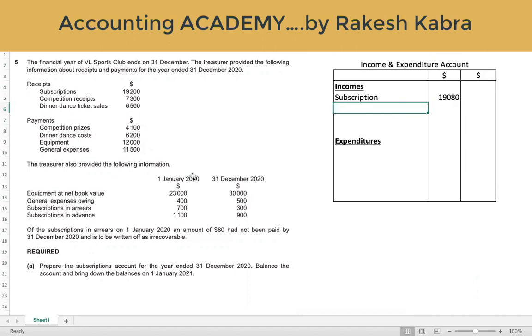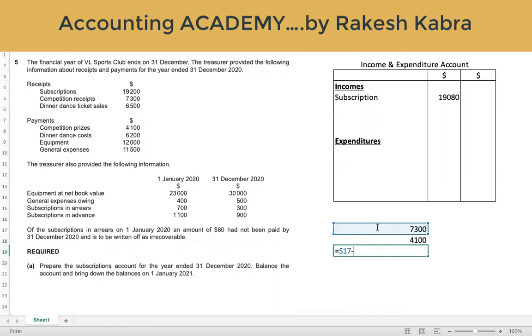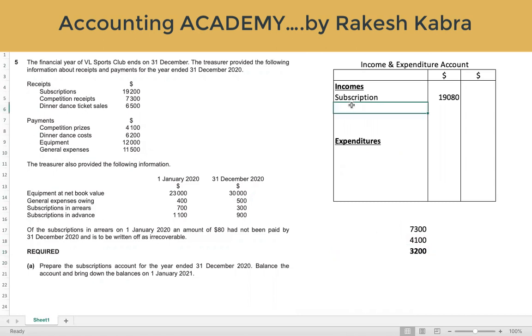Now competition receipts are there and competition prizes are also there. There are two ways to deal with these two items. Either show receipts in the income heading and prizes under expenditure. Otherwise, from receipts of 7,300 subtract the prizes cost of 4,100. That will be the profit from competition, 3,200, which you can show under income.